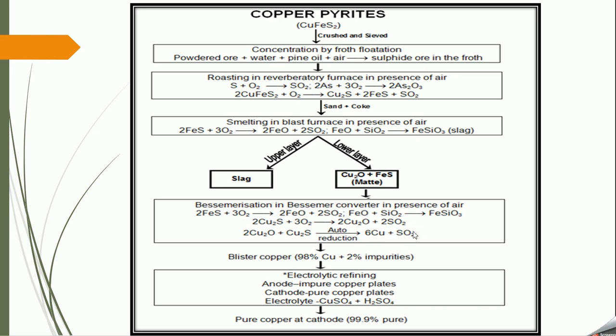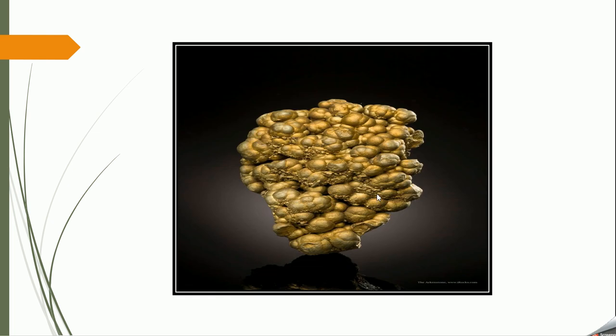While cooling, sulfur dioxide gas escapes out and blisters are formed at the surface of the copper. Hence it is called blister copper, which is 98% pure copper with 2% impurities. Further purification is done by the electrolytic refining technique, and finally you will get pure copper, which is 99.9% pure. So this is about extraction of copper from copper pyrite. In this picture you can see the blister copper. See, there is a blister appearance on the surface of the copper.